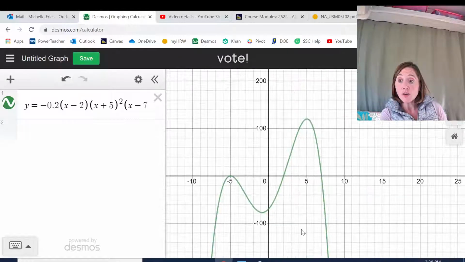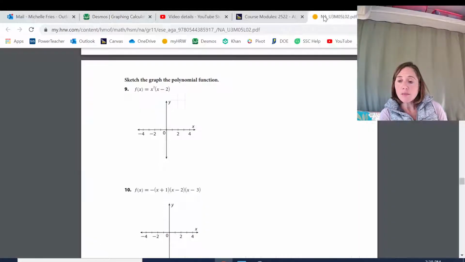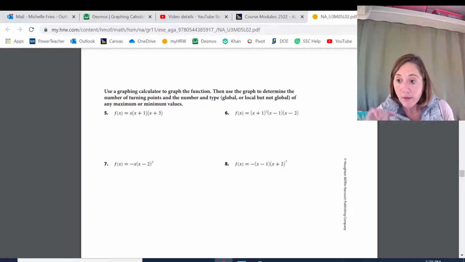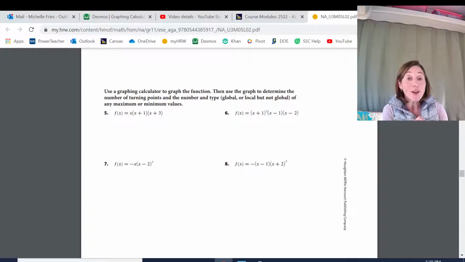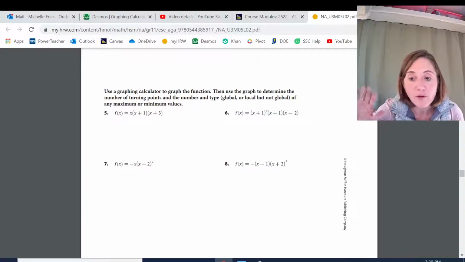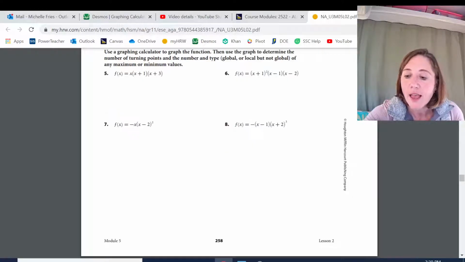So let me show you what you're going to do in your homework today. It's going to be a page from your book. We're going to do 5 through 11. Now on 5 through 8, it specifically says use a graphing calculator to graph this. So I want you to use Desmos. Sketch it on Desmos. Do a little sketch on paper, and then label if you have any turning points, global maximums, local maximums, global or local minimums. So just put little arrows and label things. Okay, so that should be easy. Don't spend a lot of time making beautiful sketches. Just give me a picture of it.